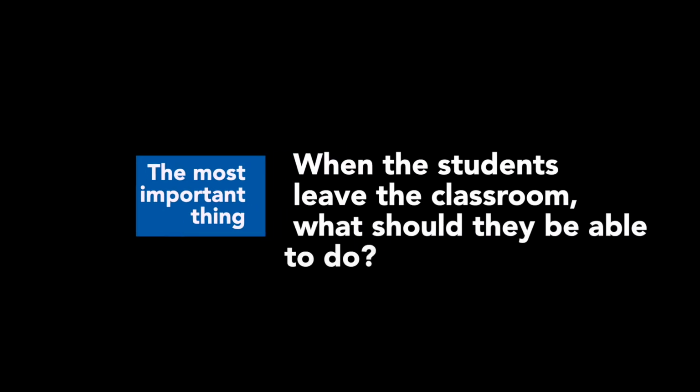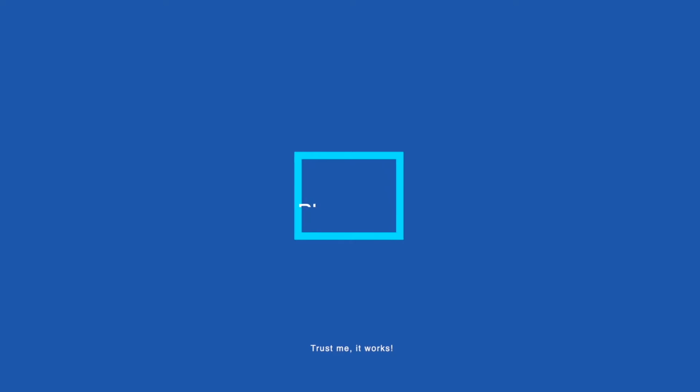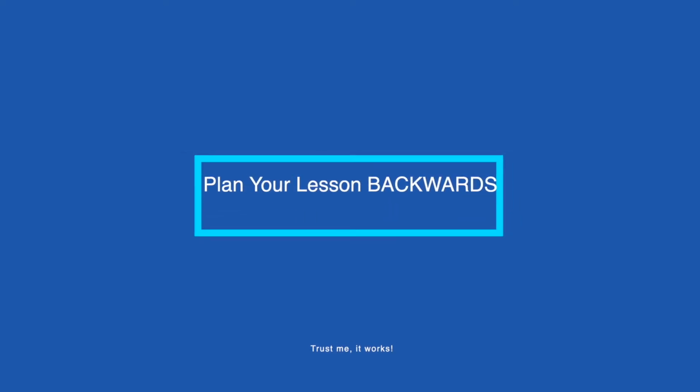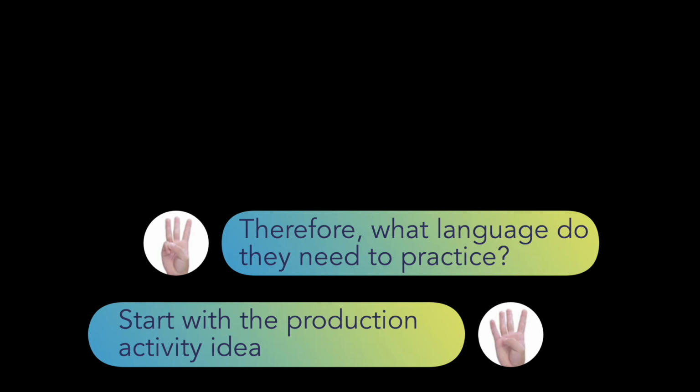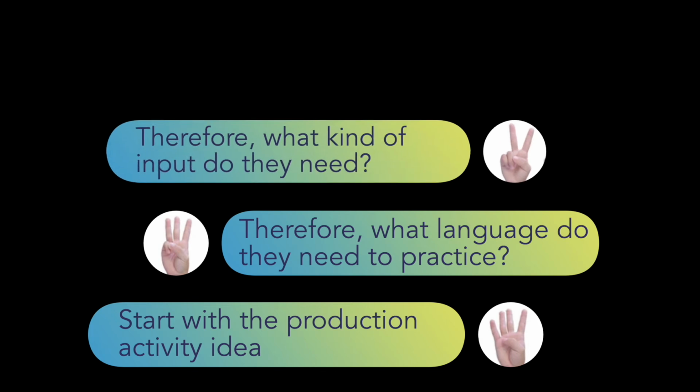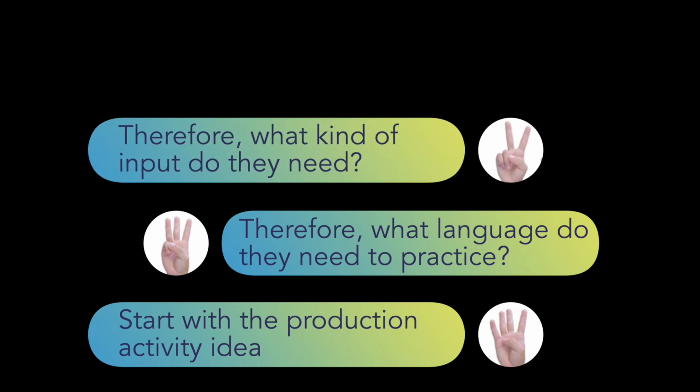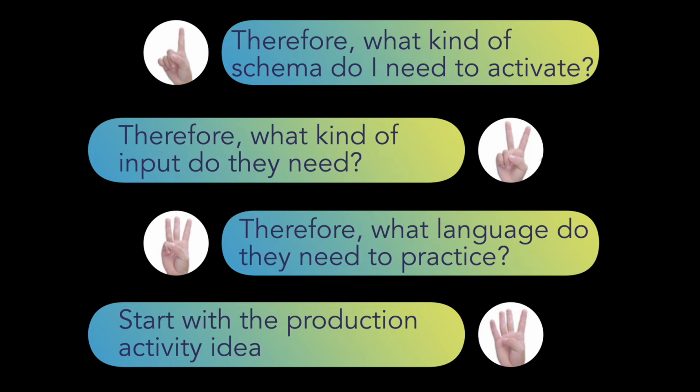So the most important question to start with is, when the students leave the classroom, what should they be able to do? This may literally seem like a backwards way to approach it. However, if we know what the students will leave the classroom being able to do, then we know what production activity we are going to do. We know what practice they need to do, what language do they need to practice. We know what input we need to give them. And we also know what schema we need to activate at the beginning.